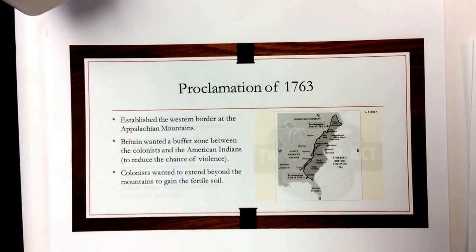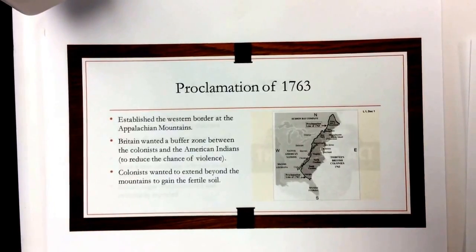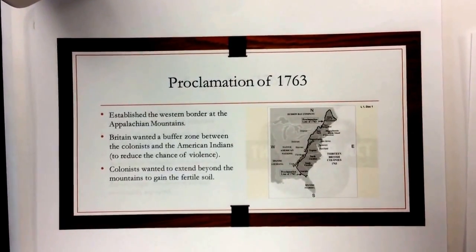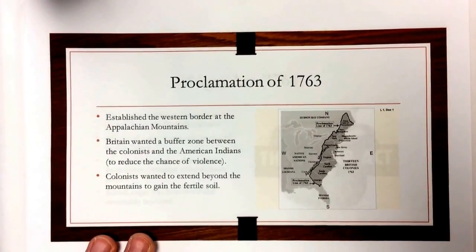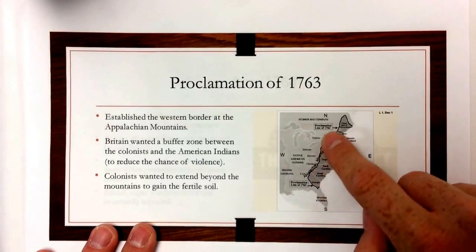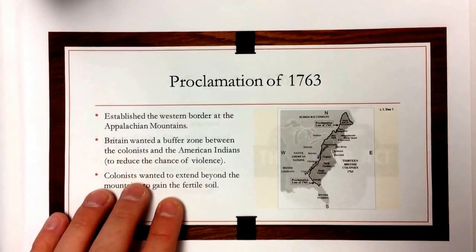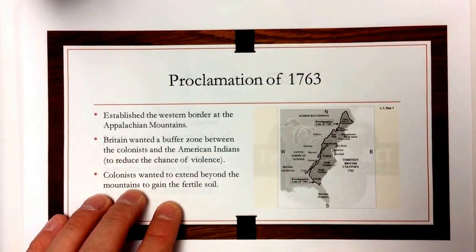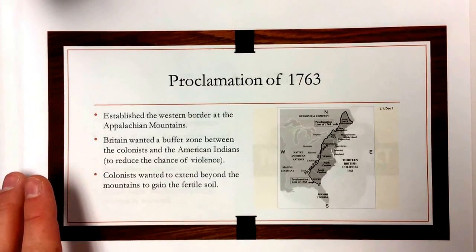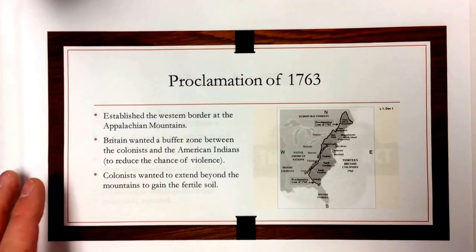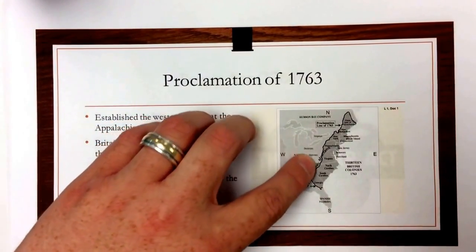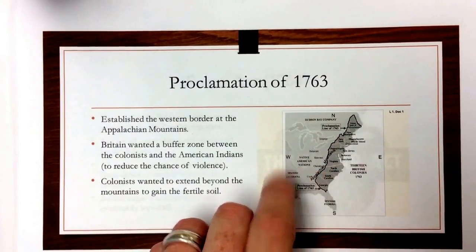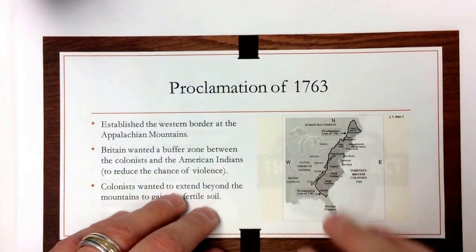Next is that Proclamation of 1763 we've talked about a few times. It establishes the western border at the Appalachian Mountains. We have that Appalachian Mountain line right here. Britain wants a buffer zone between the colonists and the American Indians to reduce the chance of violence. The farther away they are from each other, the less likely they are to fight. The colonists wanted to extend beyond the mountains to gain fertile soil. Over here we have a lot of good farming land, and they felt like they should be able to push the Native Americans further and further west.